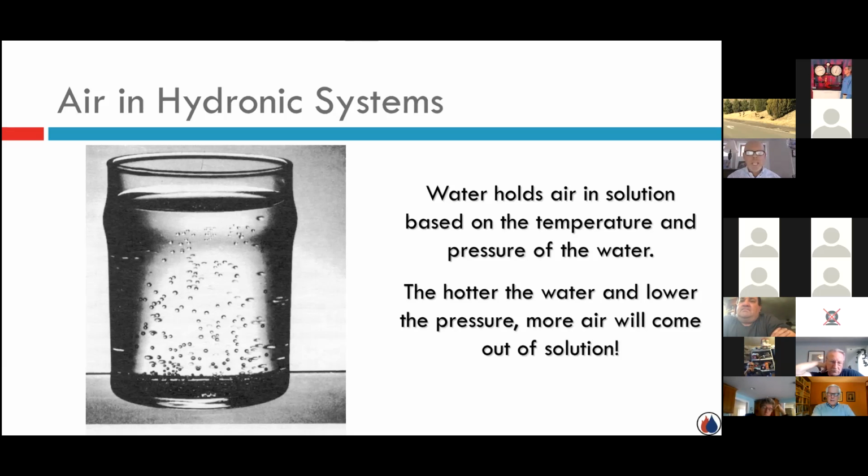So we've got to catch that air. We don't want the air to get out into the system because it'll be nothing but a nuisance. Noise, air binding, reduced heat transfer, it can cavitate circulators. So air, we want to address right in the mechanical room, right where it's released and before it gets into the pumps and gets out to the system.